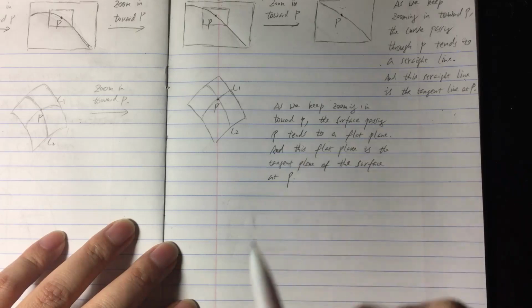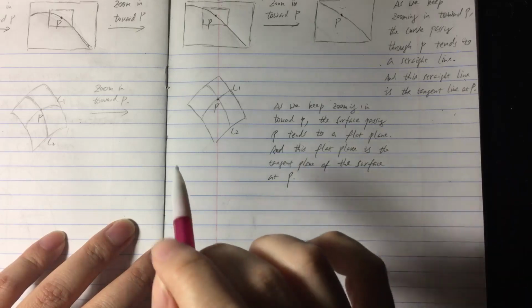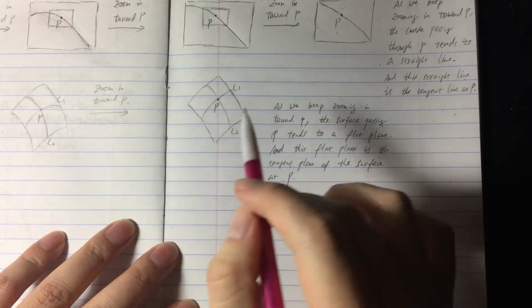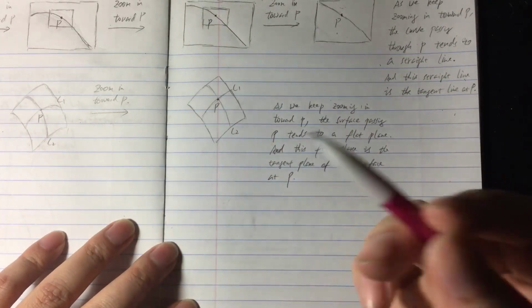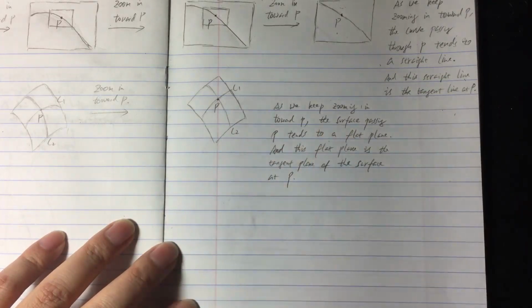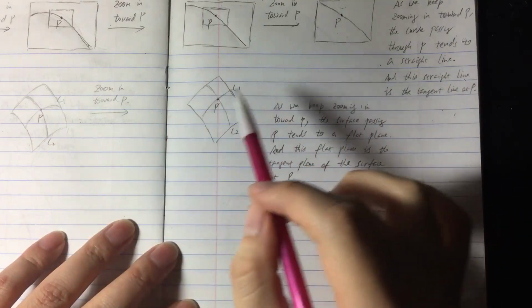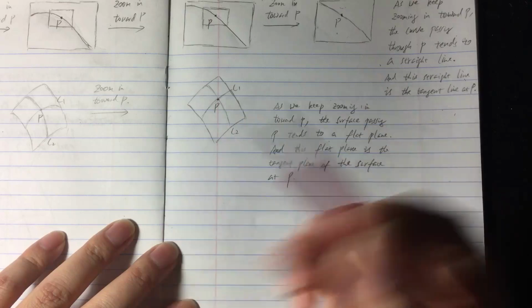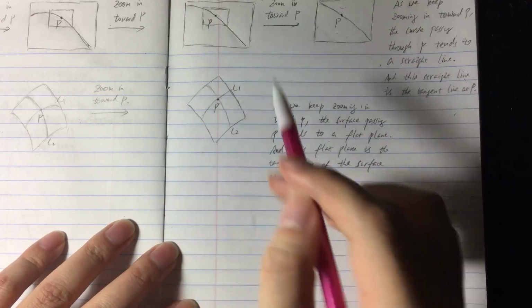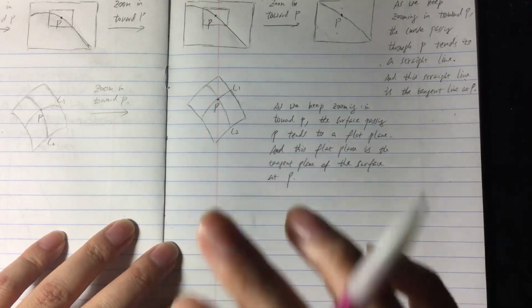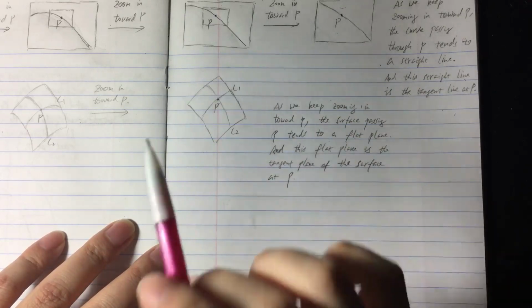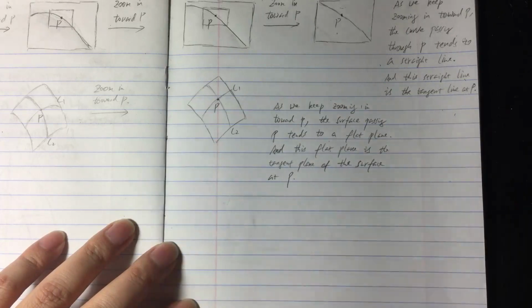Here we can see that as we keep zooming in toward point P, when the surface tends to a flat plane, these two curves will tend to two straight lines. And no matter how we zoom in, these two curves always lie on the surface. So when the surface tends to a flat plane, these two curves will tend to two straight lines that lie on the plane. Which means the tangent lines of these two curves lie on the tangent plane at point P.